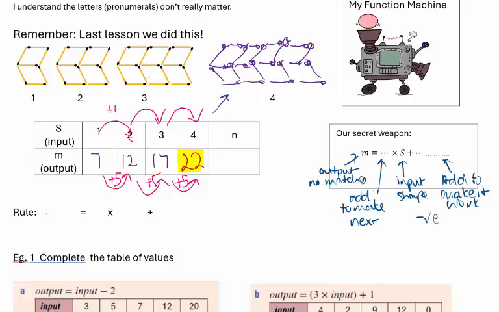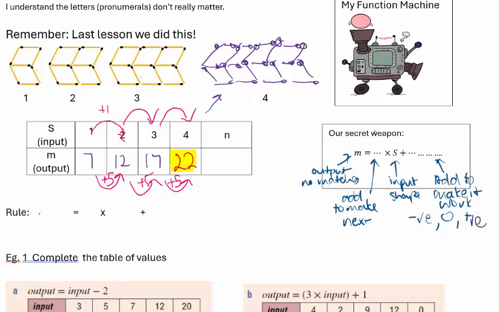Now this can be a negative number, it can be 0, and it can be a positive number. My rule is going to be how many matches do I need for each shape? So what do I need to make the next shape? So I've got M equals something times S plus whatever. So I've got 5. I have to add 5 matches for every shape. And then I have to add something to make it equal whatever this thing is here.